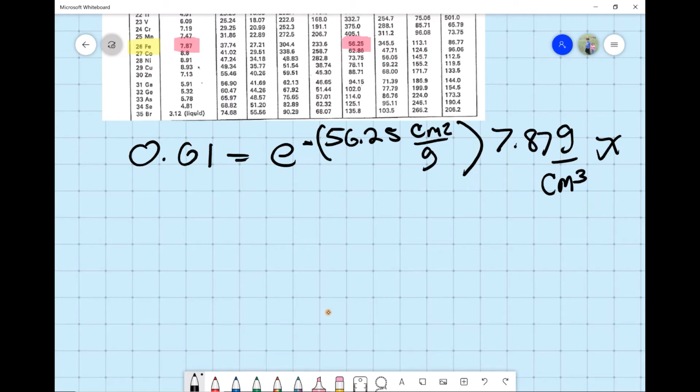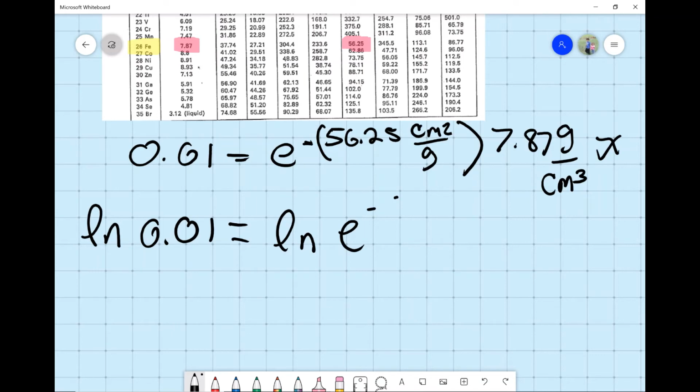All right, so ln 0.01 equals ln e, and then let me write it again just to make it a little neater. I'm going to only put the numbers just to save space. Okay. So ln 0.01. I have a calculator somewhere. I can't do that in my head. Maybe somebody borrowed it from my office. But let me fire it up. Sorry about that. 7.87, and follow along. I implore you to.